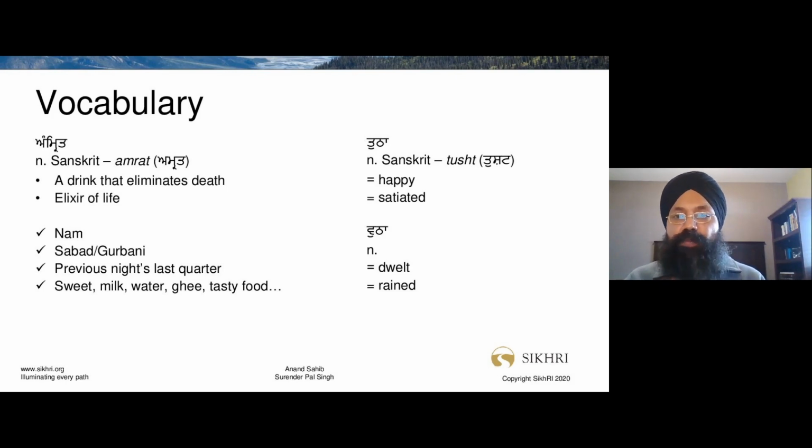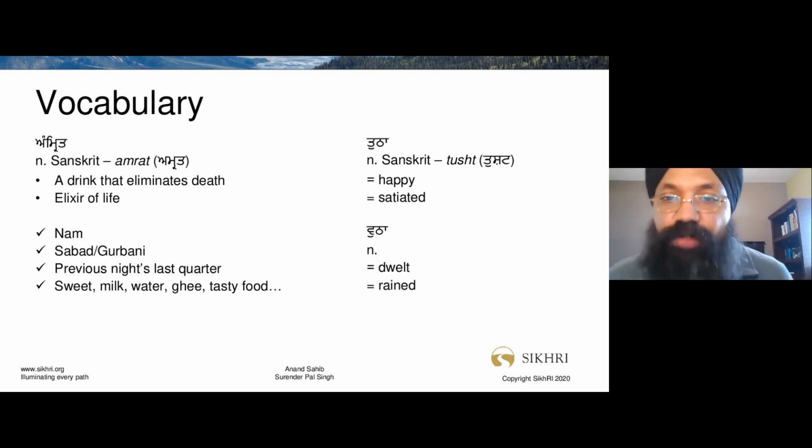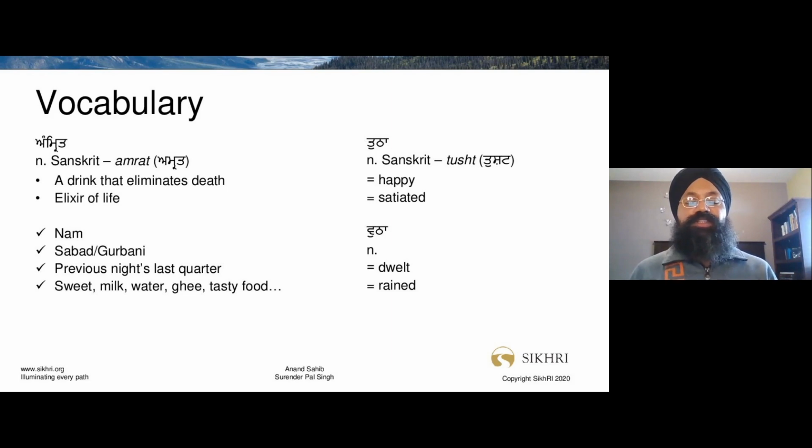Next is our word amrit. One of the most important words in Sikh vocabulary is amrit, just like naam, sabad and hukam. It literally means, as we just covered, a prefix plus a word stem. Here a is a negation, and mrit means death. So amrit is something that never dies, or one who has the quality of being immortal.